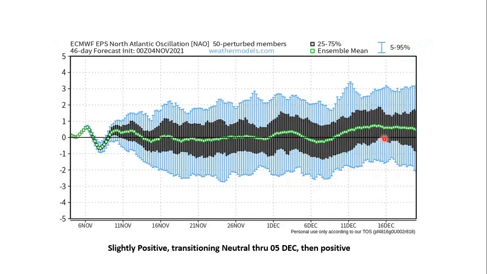European EPS NAO, 50 perturbed members out through the 18th of December, showing a general neutral trend, slightly positive to start, but then you notice how things remain fairly neutral with this green line through the 5th of December, and then trending more slightly positive after 5 December.